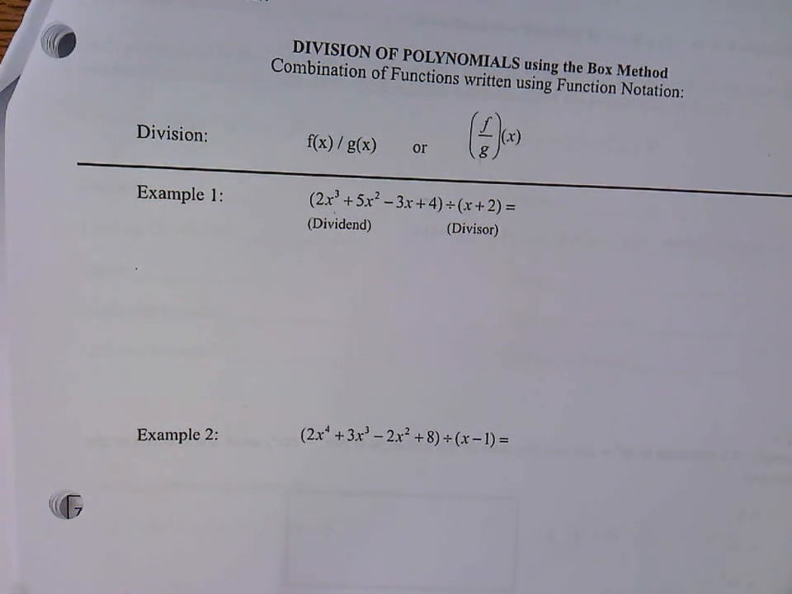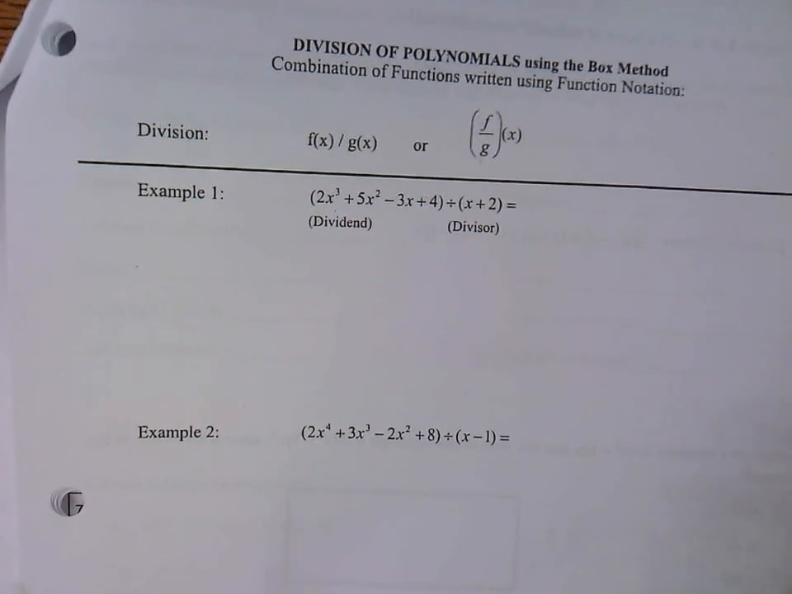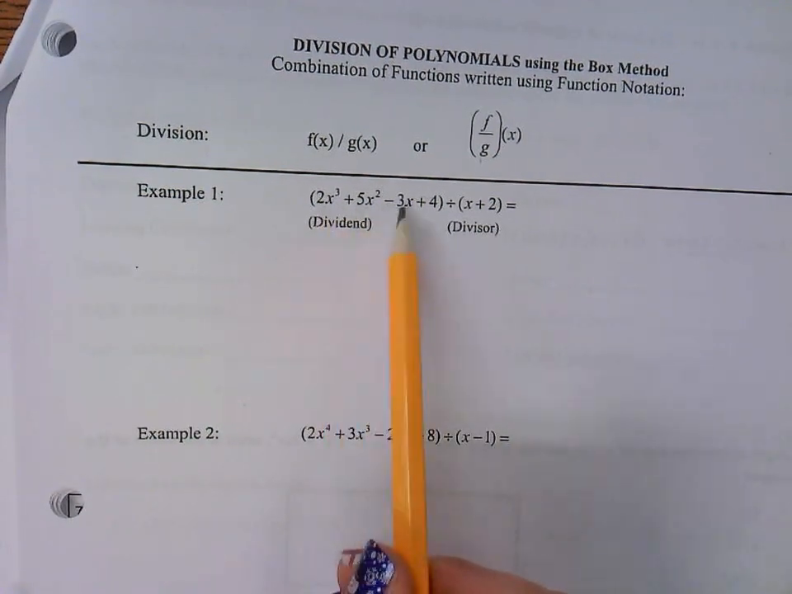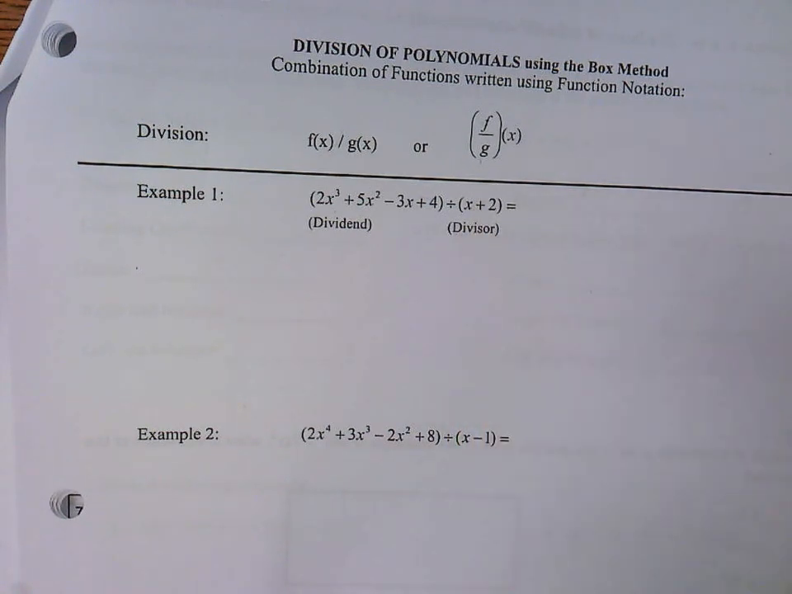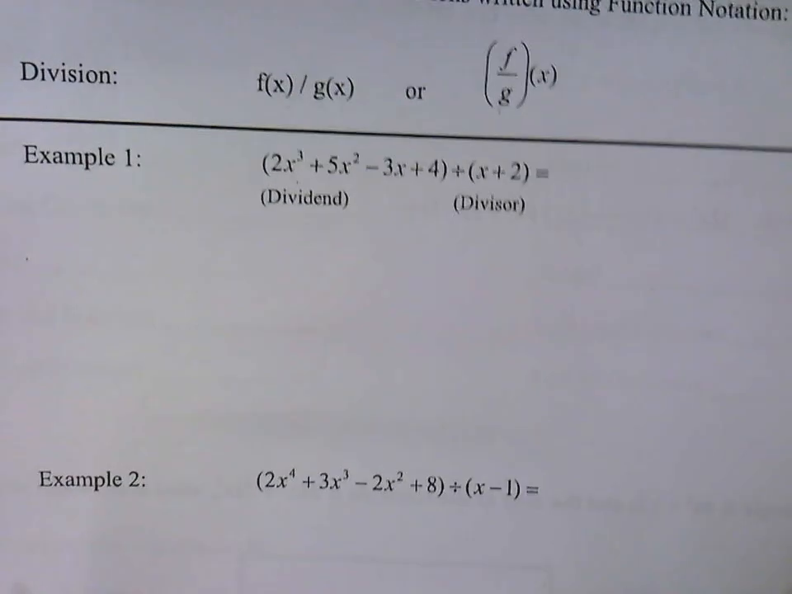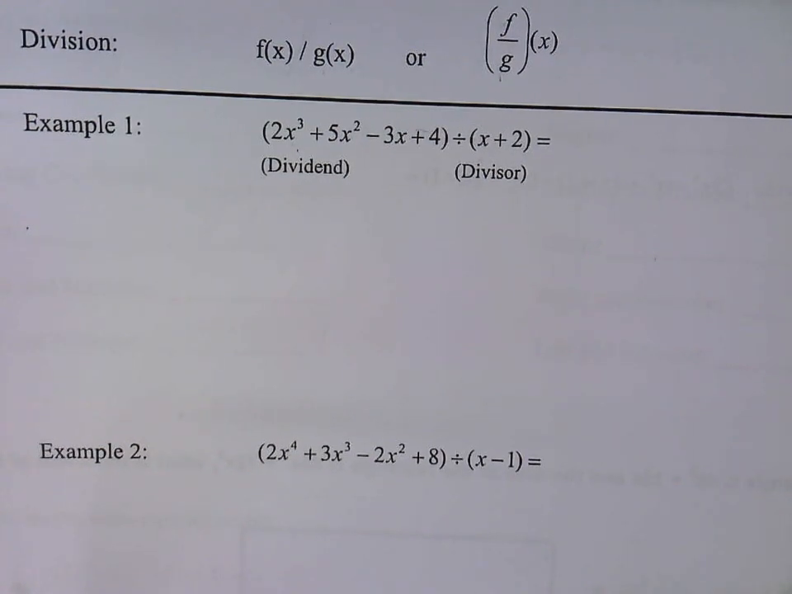So anyway, I'm bringing it back. The dividend is what is being divided. The divisor is what you are using to divide. And the quotient and remainder are part of your solution. So guess what? We're using the box method.